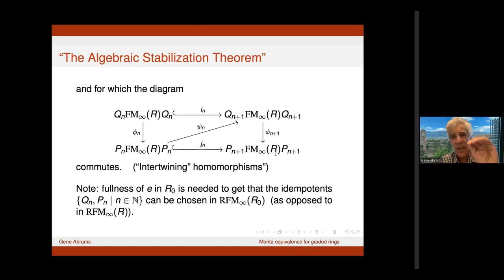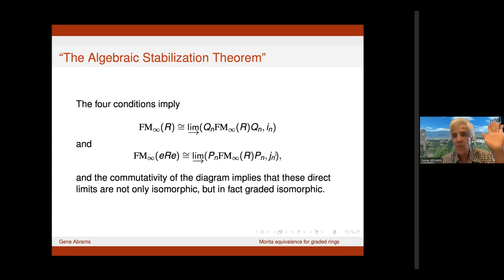The only thing I want to point out is that the fullness of the idempotent in R0 comes into play here, because then it turns out that these idempotent matrices that you can write down in the FM infinities can be chosen as matrices in RFM infinity of R0 as opposed to RF infinity of R. And in the end, what you wind up getting is that the two limits are the same, and then the commutativity of the diagram gives that the limits are not only isomorphic as rings, but in fact graded isomorphic. Okay, so I'm going to sweep that under.